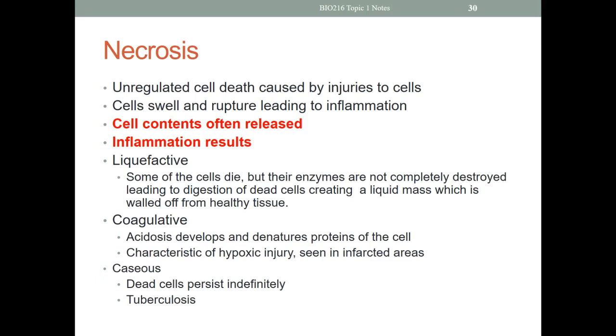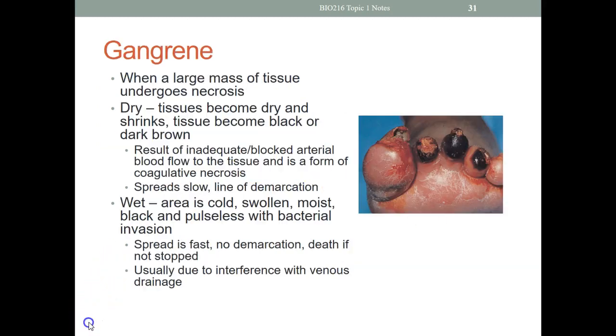In coagulative necrosis, we get acidosis, and this denatures the proteins and causes them to coagulate, looking like a boiled egg or boiled meat. It's characteristic of hypoxic injury seen in infarcted areas. For instance, in a myocardial infarction, we get coagulative necrosis. Caseous necrosis, we have dead cells that persist indefinitely, and this can be seen in tuberculosis.